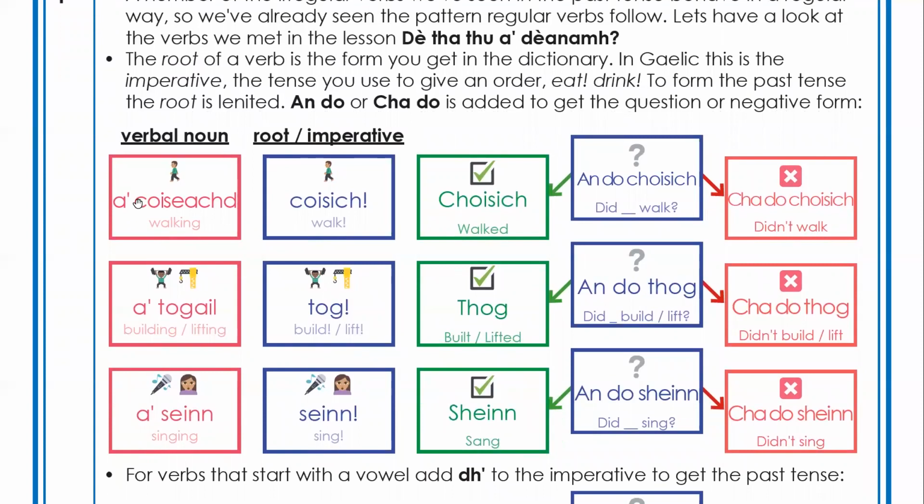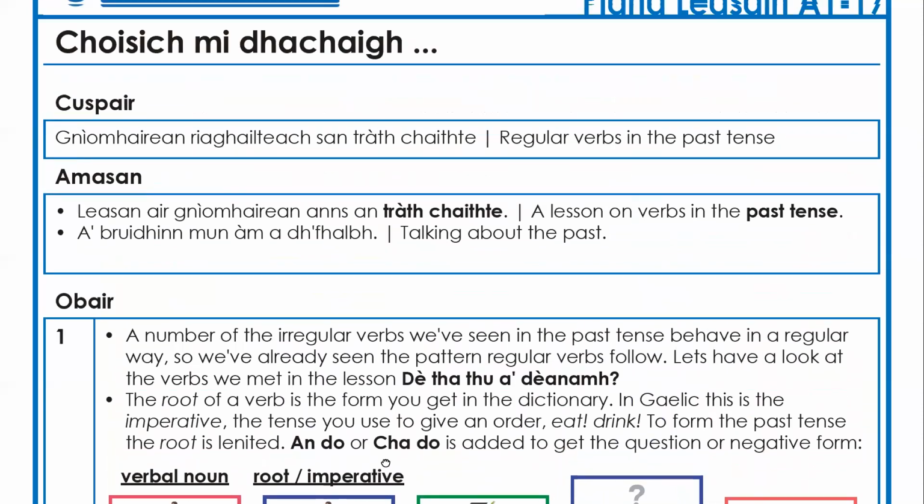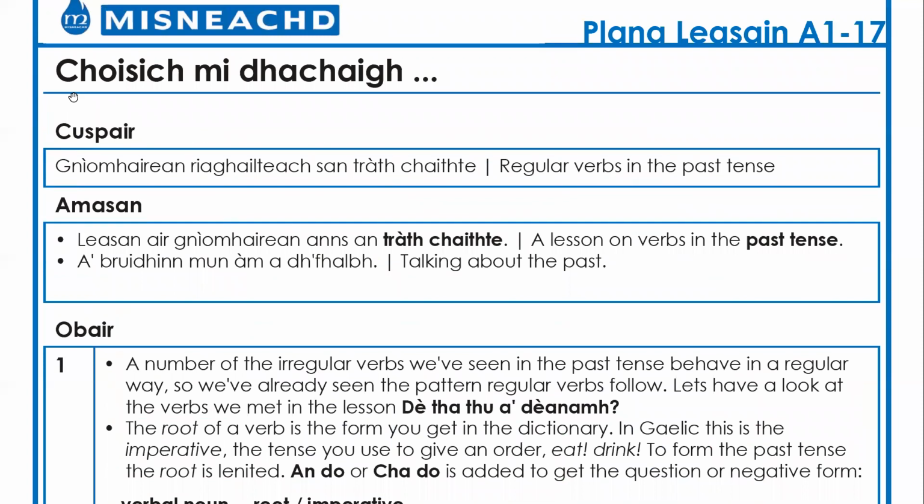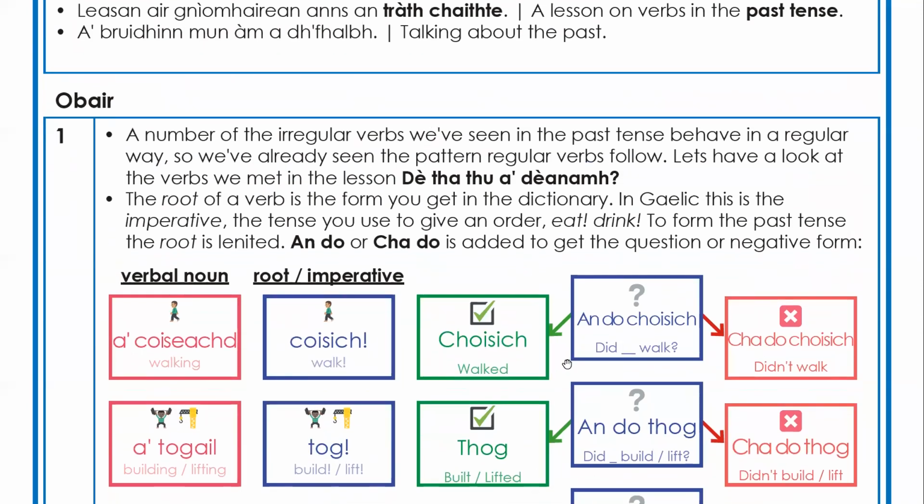So we saw a' choiseachd, walking. The root of this is choisich. So if somebody says choisich dhachaigh, walk home, it's an order. Choisich, walk. So to get walked, all we do is lenite this. Choisich mi dhachaigh, which is what we've got in the title. Choisich mi dhachaigh, I walked home.